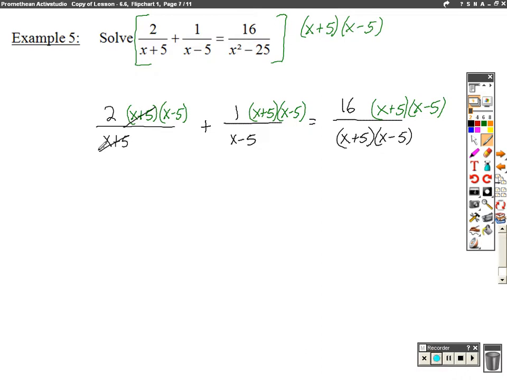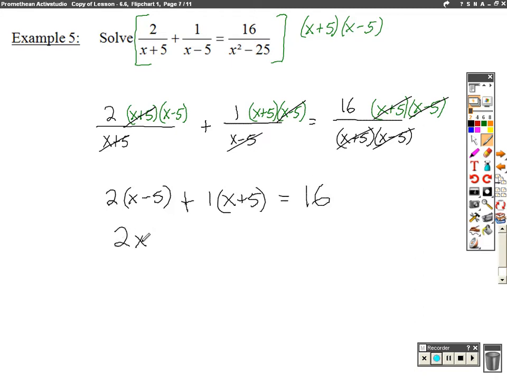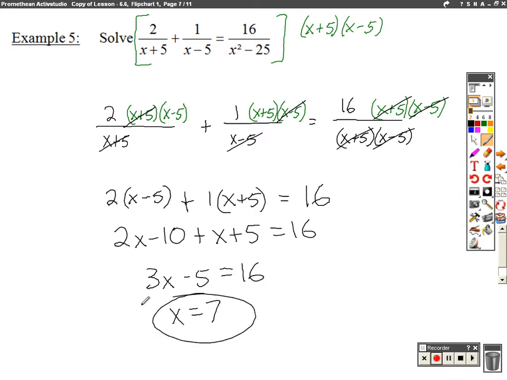Here my x plus 5's cancel. I'm left with 2 times x minus 5. Here my x minus 5's cancel. I'm left with 1 times x plus 5. And here, both the x plus 5's and the x minus 5's cancel. I'm just left with 16. Distribute the 2. Distribute the 1. Collect your like terms. And continue to solve the equation. You end up getting x is 7. If you plug it in, it works.